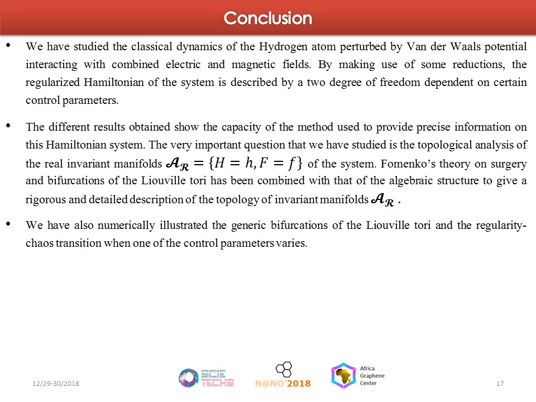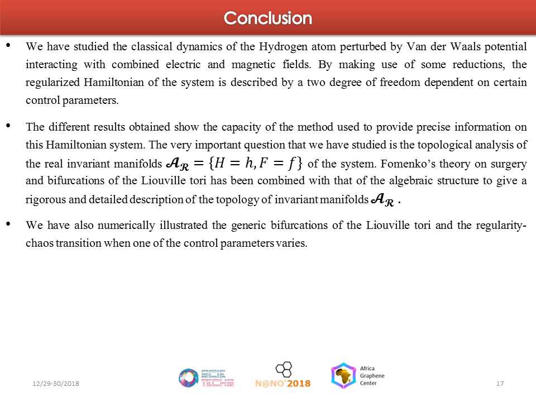In conclusion, we have studied the classical dynamics of the hydrogen atom perturbed by van der Waals potential interacting with combined electric and magnetic field. By making use of some reductions, the regularized Hamiltonian of the system is described by a two-degree-of-freedom system depending on certain control parameters. The different results obtained show the capacity of the method used to provide precise information on this Hamiltonian system.